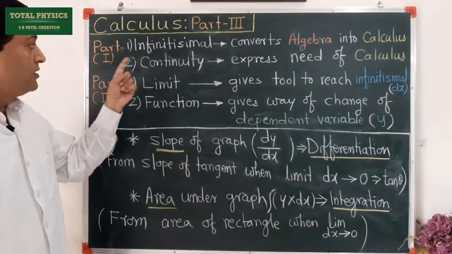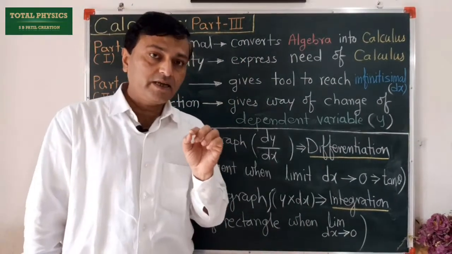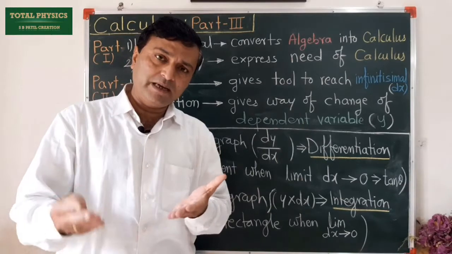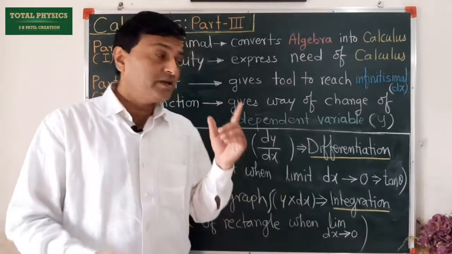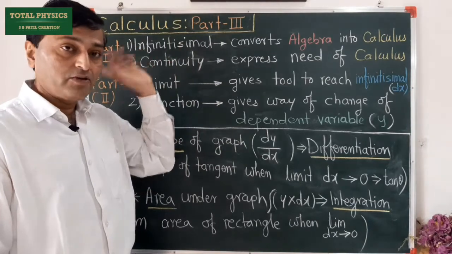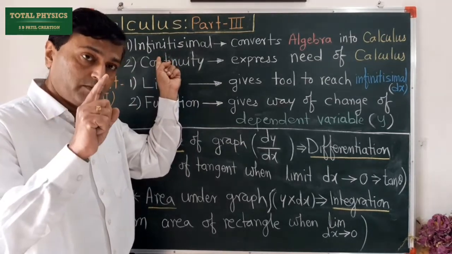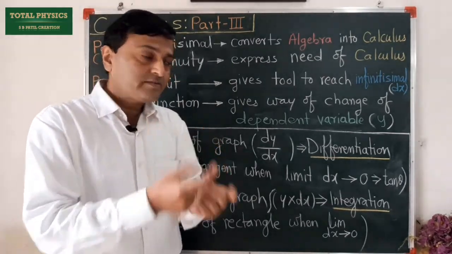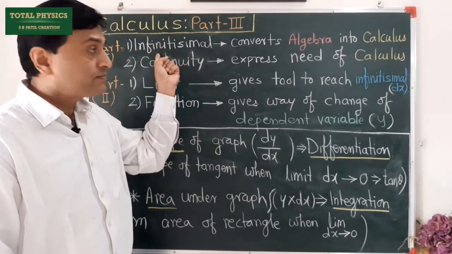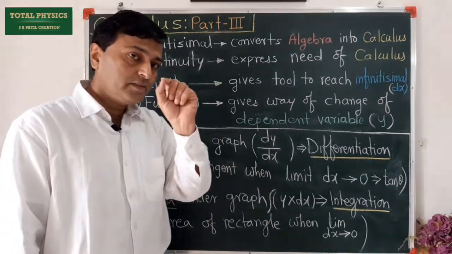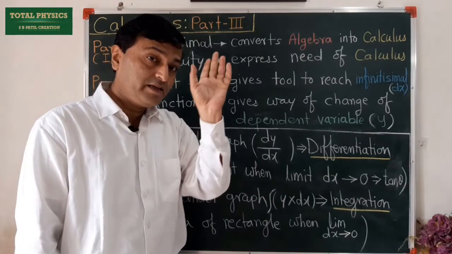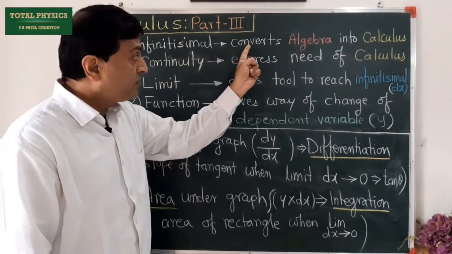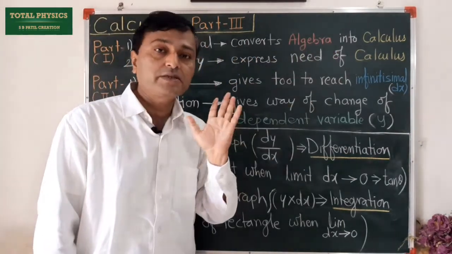In the first part, we have seen these two terms which are important for calculus. Actually, we have seen what is mathematics, what is algebra, geometry, okay, but these are two important terms for calculus. From part 1, what is the actual conclusion for this term? Infinitesimal tends to 0, means very small, you can't imagine. This infinitesimal converts algebra into calculus.